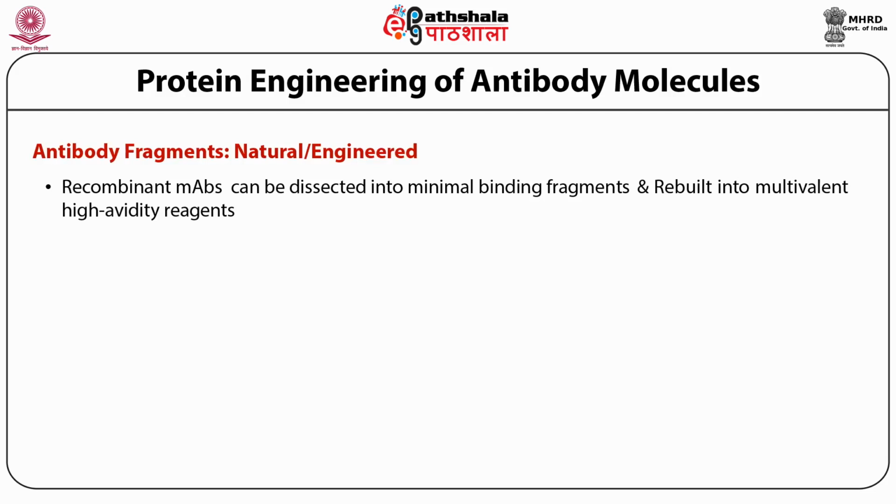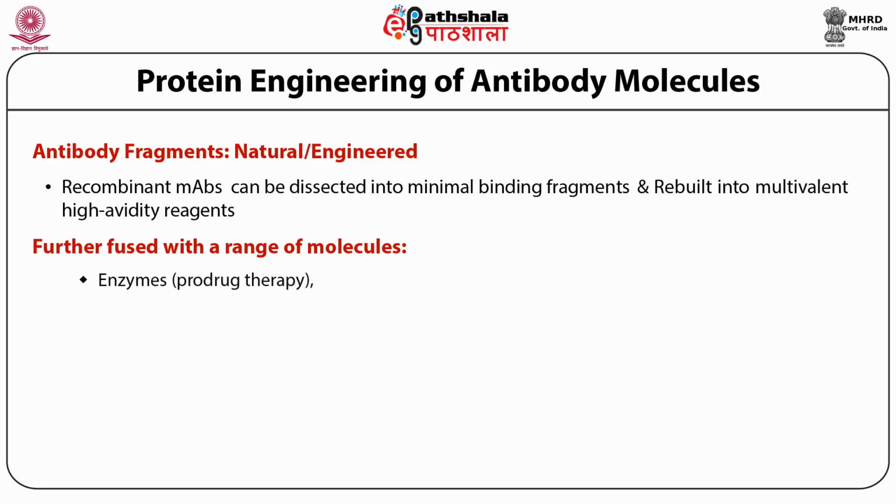Now these recombinant monoclonal antibody fragments, which have the capacity to bind the antigen, can further be fused with a range of molecules to enhance their applicability. For example, a single chain antibody molecule can be fused with a desired enzyme, as has been seen with prodrug therapy. We will discuss this point a little later. Then one can fuse these single chain antibodies, which have antigen binding activity intact, with toxins, as is being used in anti-cancer therapy.